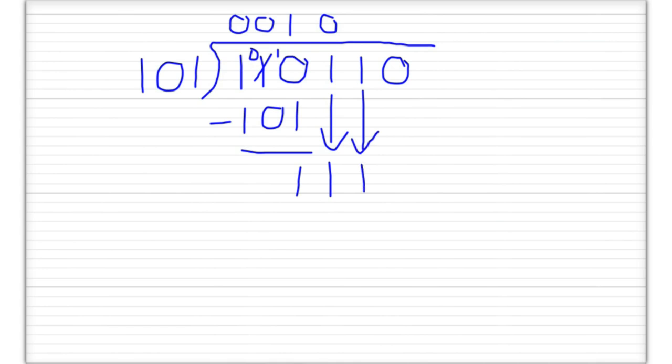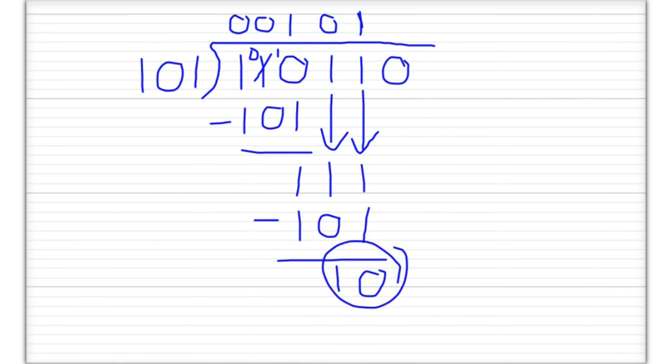And now we have 1 1 1, which is greater than 1 0 1. So we put a 1 up the top, and we need to take away 1 0 1. All right, so 1 minus 1 is 0, 1 minus 0 is 1, and 1 minus 1 is 0. Don't need that 0 there. Okay, now 1 0, it's not greater than or equal to 1 0 1. We need to bring down this 0.